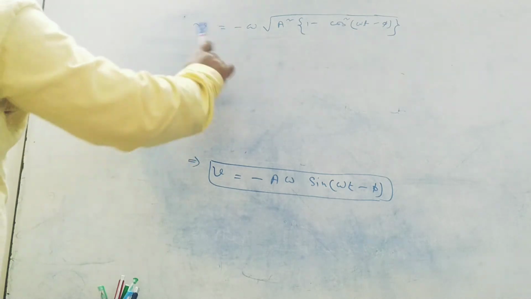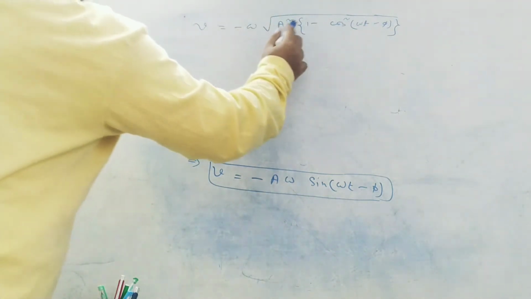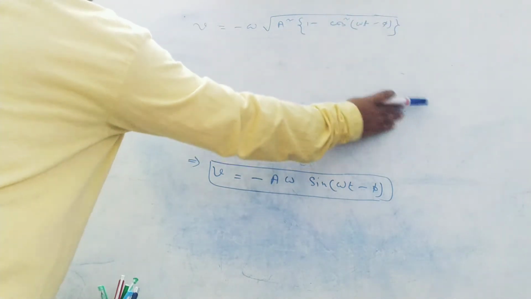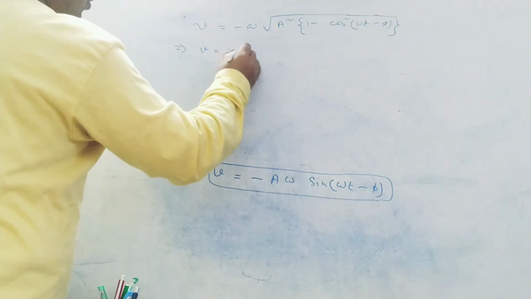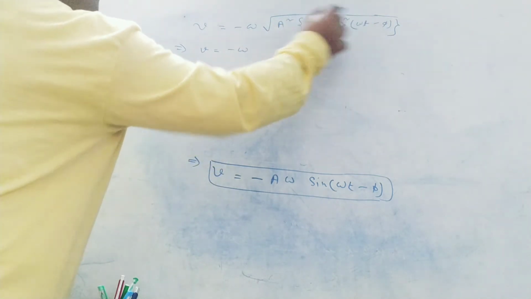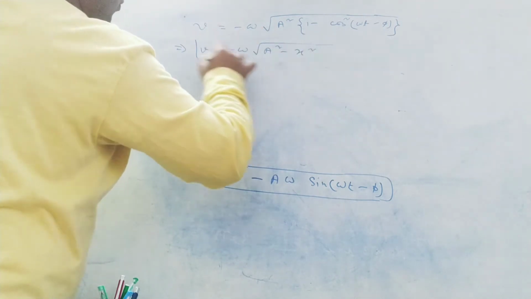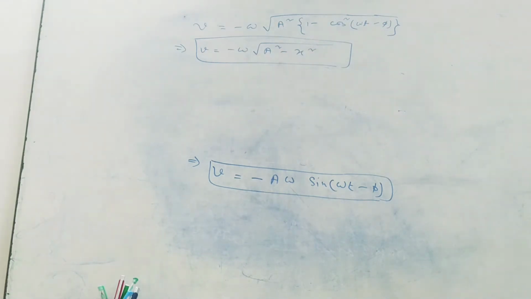This equation can be written in this form: v is equal to minus omega root over of a square within whole second bracket 1 minus cos square omega t minus phi. And you know that a cos omega t minus phi is equal to x. Therefore we can write v is equal to minus omega root over of a square minus x square. This is another form of equation of the velocity of the particle.